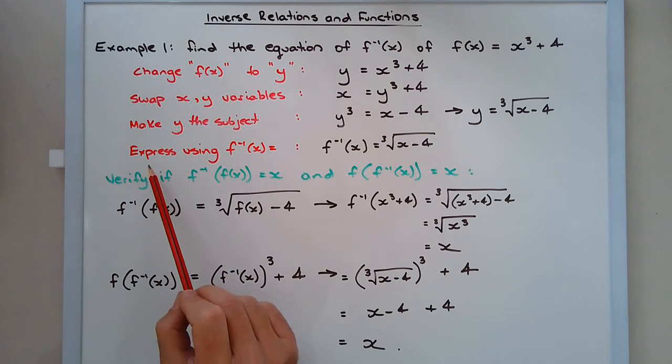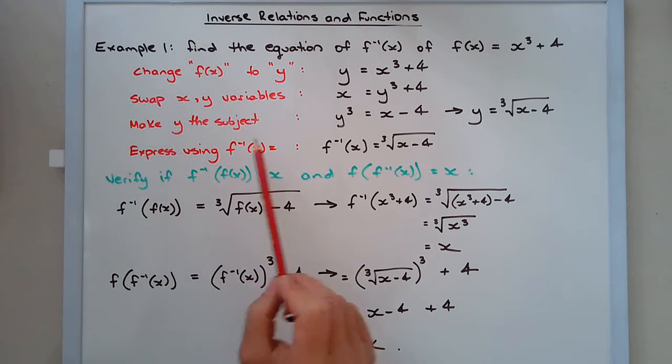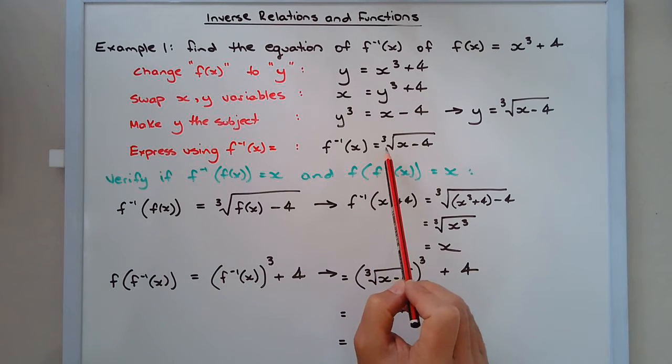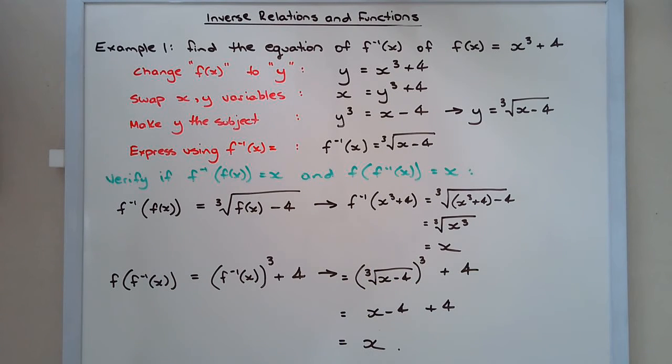And finally, we express the inverse function using the inverse function notation. So f to the power of negative 1 of x equals the cube root of x minus 4. Now I'm going to verify that the inverse function of f of x equals x, and the function of the inverse function of x equals x. So in other words, do we get back to where we started? Starting with x, do we end up with x, the identity?